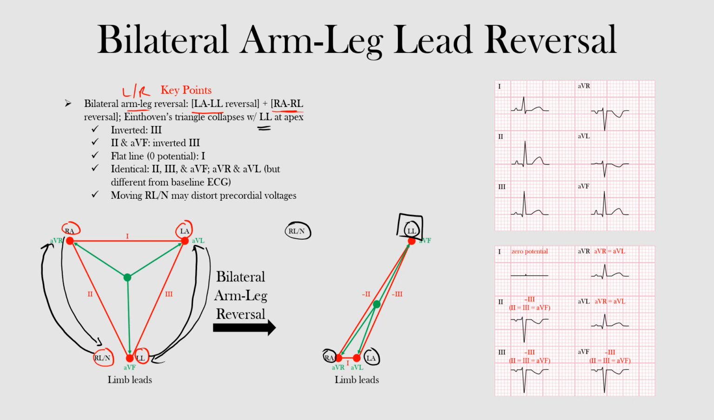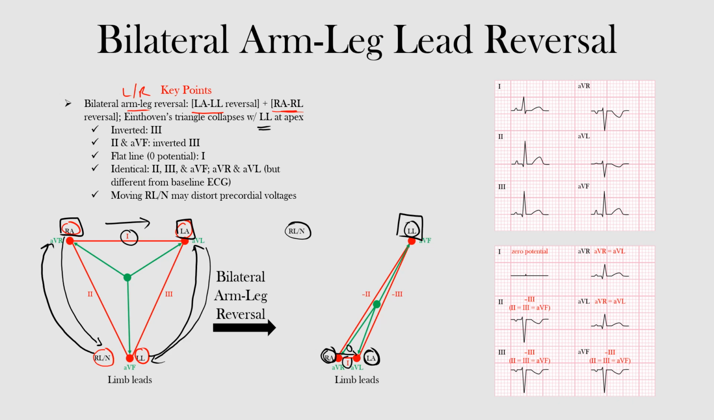Remember that lead 1 is from the right arm to the left arm. So this is lead 1, heading in this direction. And what we see here is also when we switch them, the right arm is here, the left arm is here, and they're pretty much heading in this direction. It's going to be pretty much zero potential, as they're pretty much identical. So here's lead 1, and it will be 0.